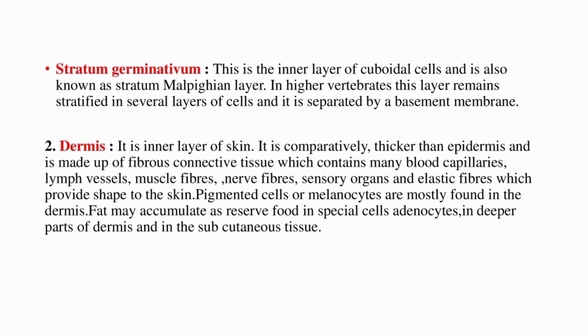Next, the second layer is the dermis layer. It is the inner layer of skin. It is comparatively thicker than epidermis and is made up of fibrous connective tissue which contains many blood capillaries, lymph vessels, muscle fibers, nerve fibers, sensory organs, and elastic fibers which provide shape to the skin. Pigmented cells or melanocytes are mostly found in the dermis layer. Fat may accumulate as reserve food in special cells, adipocytes, in deeper parts of dermis and in the subcutaneous tissue.